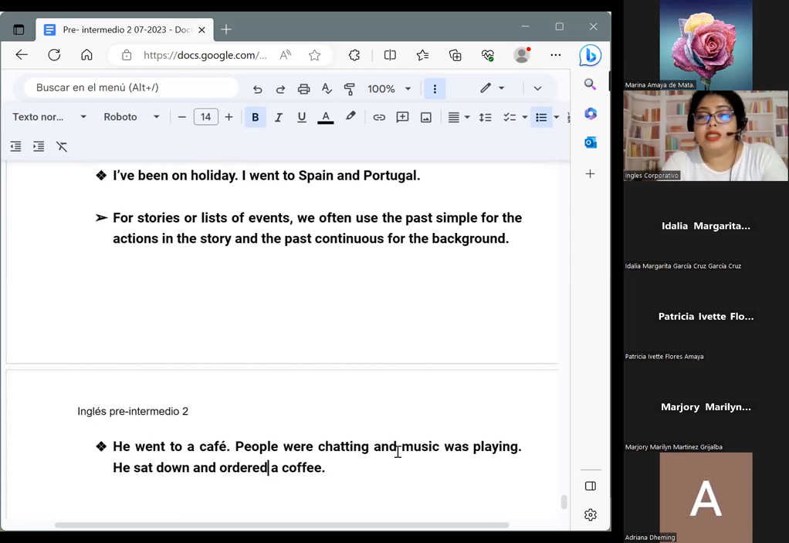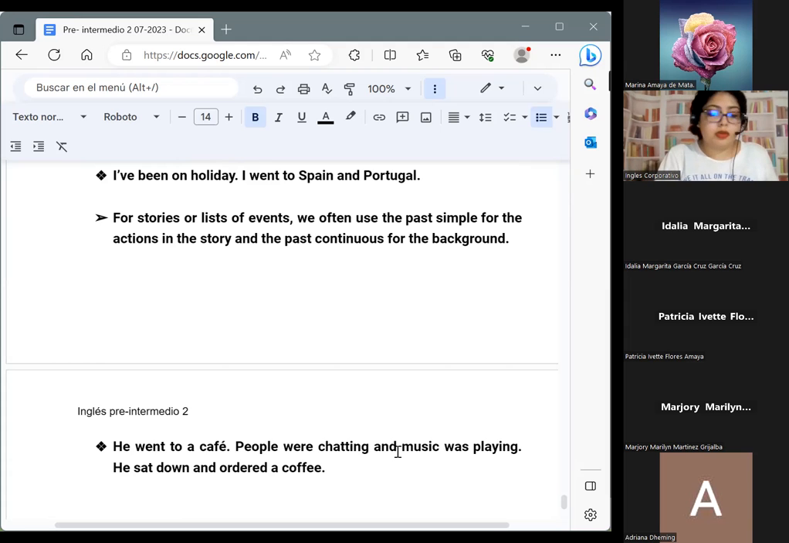So that's why we are using another tense to explain what is happening in the background, the idea that we have in the beginning. Because we have a subject, and then what is this subject doing? In this case, he went to a cafe and he sat down and ordered a coffee. And then we have just some elements that we can add to the story.